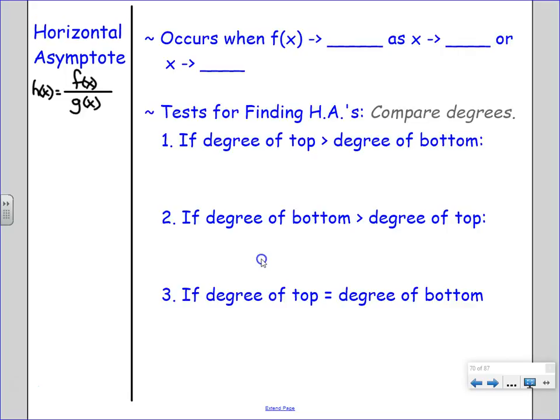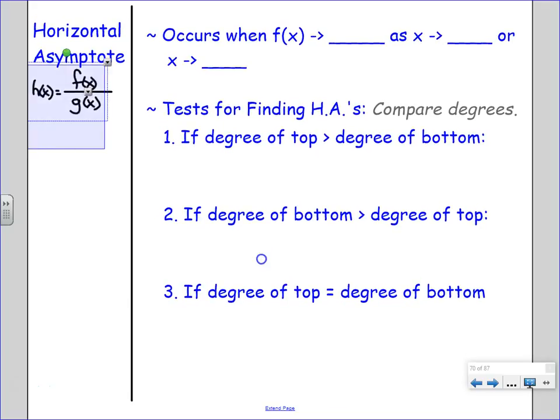Horizontal. Now, here's the crazy thing. Horizontal asymptotes do not come from denominators. From denominators, we find discontinuities, which show us holes and vertical asymptotes. Horizontal come from degrees and degree testing. The name of the game is who wins. The end.